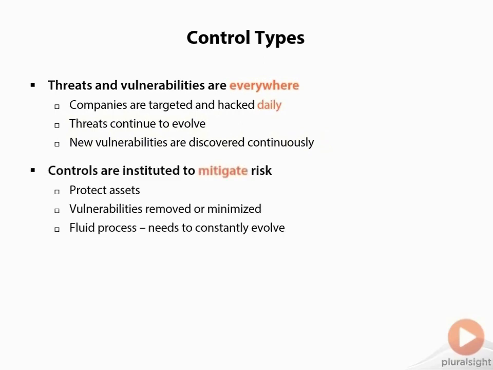So our controls are instituted to mitigate risk. Are we going to be able to ever completely eliminate risk from the environment? The answer is no. There are certain levels of risk that you just have to accept, and you have to understand, is it worth the amount of money and time and effort to mitigate, or do I just accept it and move on? Certain things, obviously, we want to reduce or mitigate. Other things, we just say it's not worth it. But again, the controls are instituted to mitigate that risk, to protect our assets.